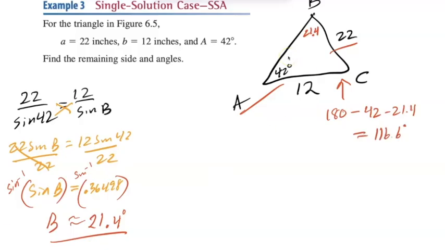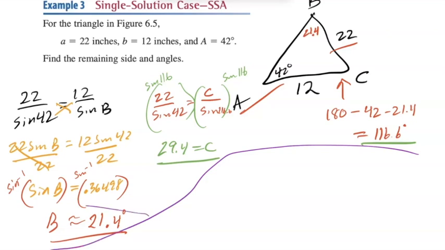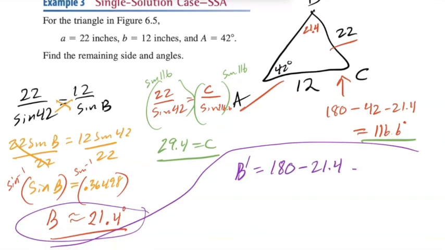Now if I want to find side C, we're going to do the law of sines one more time. So we're going to do 22 over sine of 42 equals C over sine of 116.6. To get rid of the sine of 116.6, we multiply both sides by it. And we get 29.4 equals C. We've solved that triangle. Now, normally when there's two triangles, we get our first angle and we go 180. B prime is equal to 180 minus that angle. This gives us 158.6.